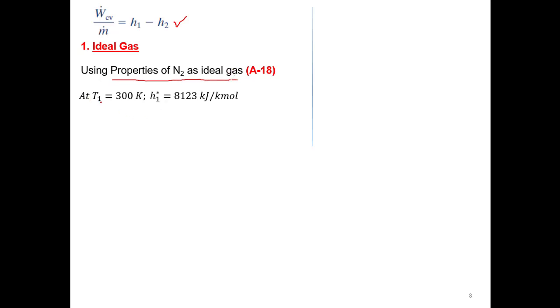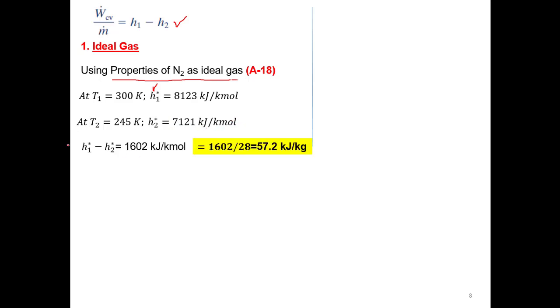So at state 1, temperature is 300 Kelvin, so we can read the property. That star represents the properties as an ideal gas. So H1. Similarly at state 2, at the outlet of the turbine, we know temperature is 245 Kelvin, so we can read the enthalpy H2, which is equal to 7121 kilojoule per kilomole. Now the difference of the enthalpy using ideal gas behavior, H1 minus H2, is equal to 1602 kilojoule per kilomole.